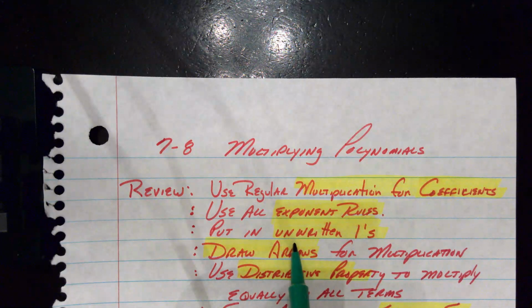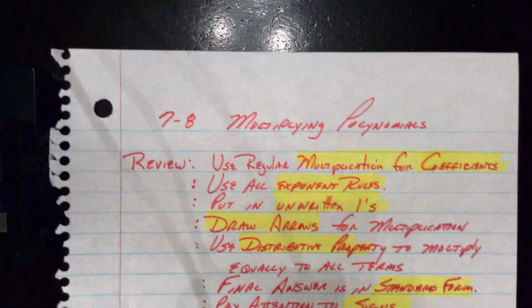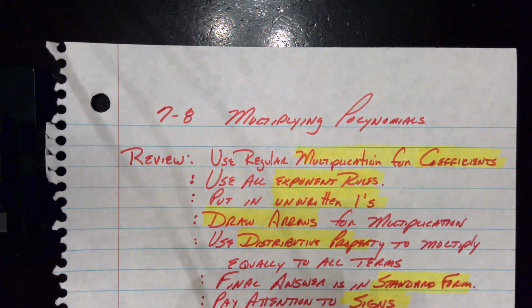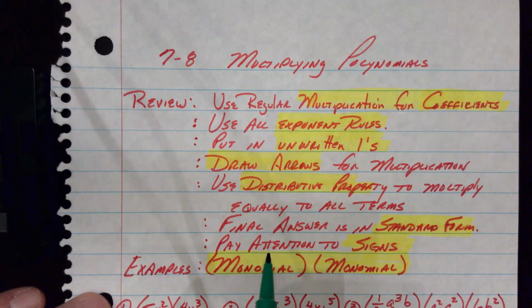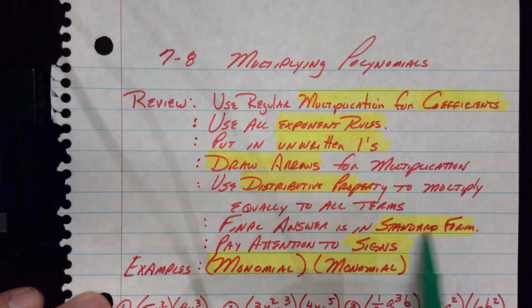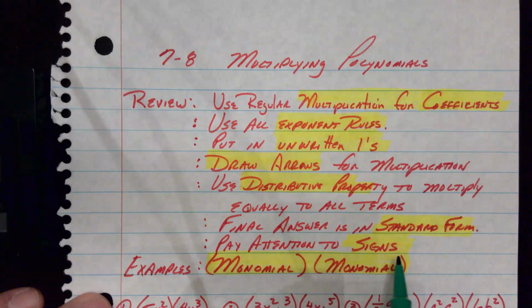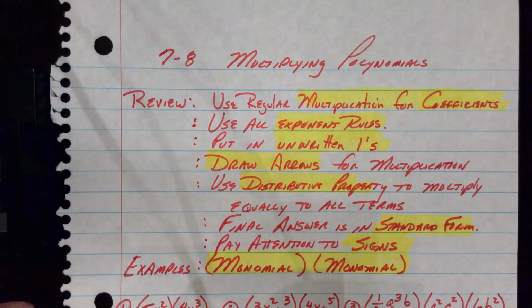It's also important for you to be putting in those unwritten ones. We've talked previously, and we'll talk again today, about drawing arrows for the multiplication. We'll use the distributive property to multiply equally to all terms. And our final answer, remember, has to be in standard form. We've talked about that as well, and I'll go over that as we go. Make sure you pay attention to the signs, especially when you get into the binomials and trinomials.